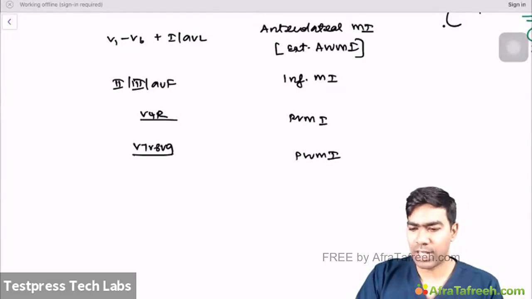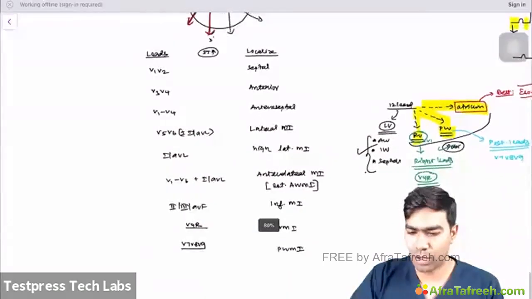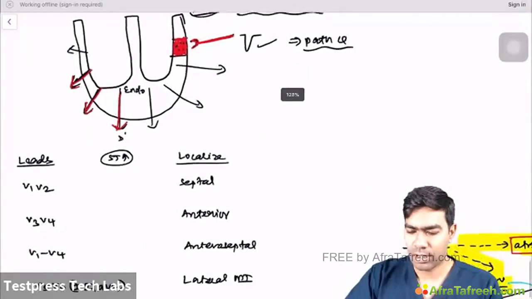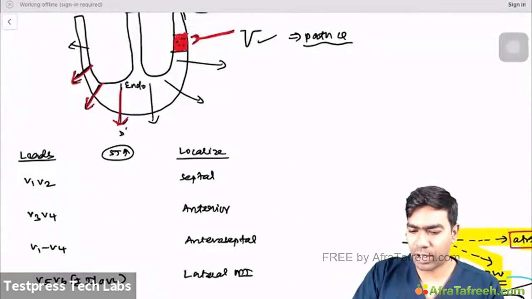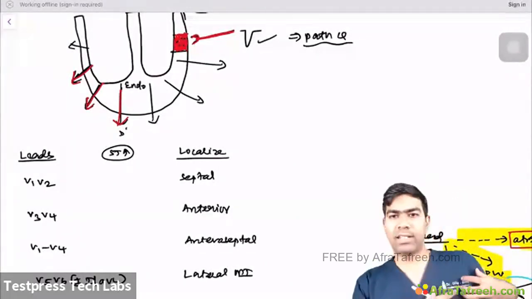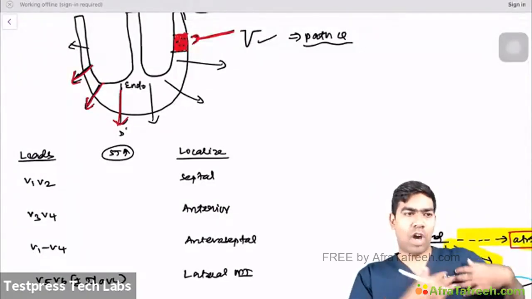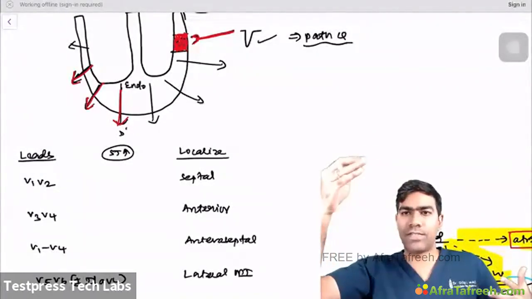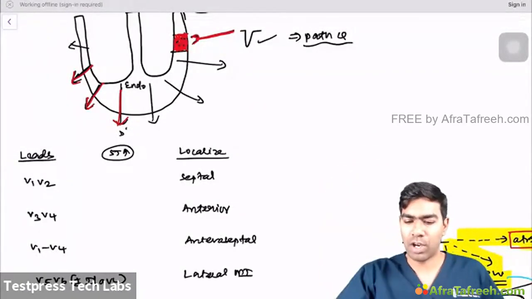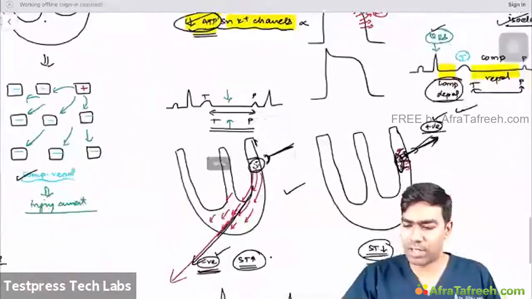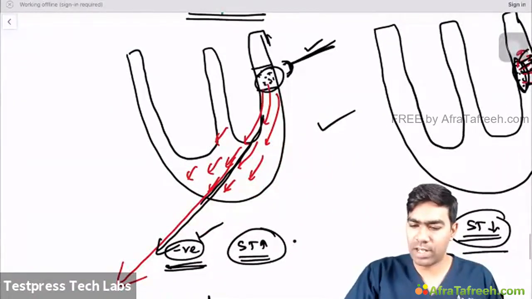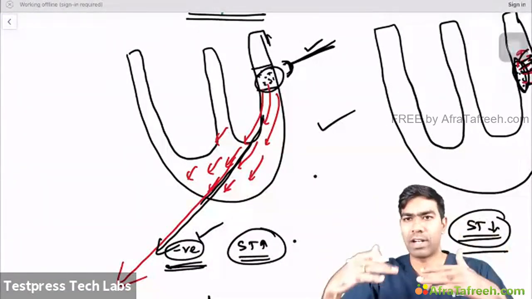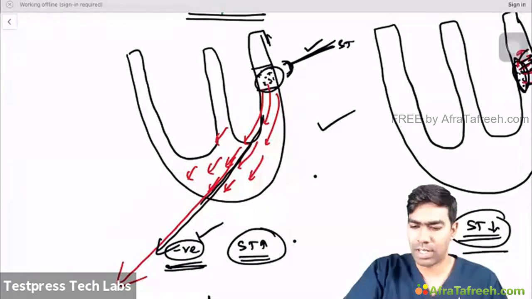And more importantly, there is something called reciprocal changes, because Riju was keeping on telling about the reciprocal ST depression. So if a particular lead, for example my anterior leads, is seeing ST elevation, the opposite leads, because the injury current is different there, are going to see it as ST depression. On the other hand, you can assume that this particular lead is seeing this injury current producing the entire baseline down. So you're seeing ST elevation in this area.